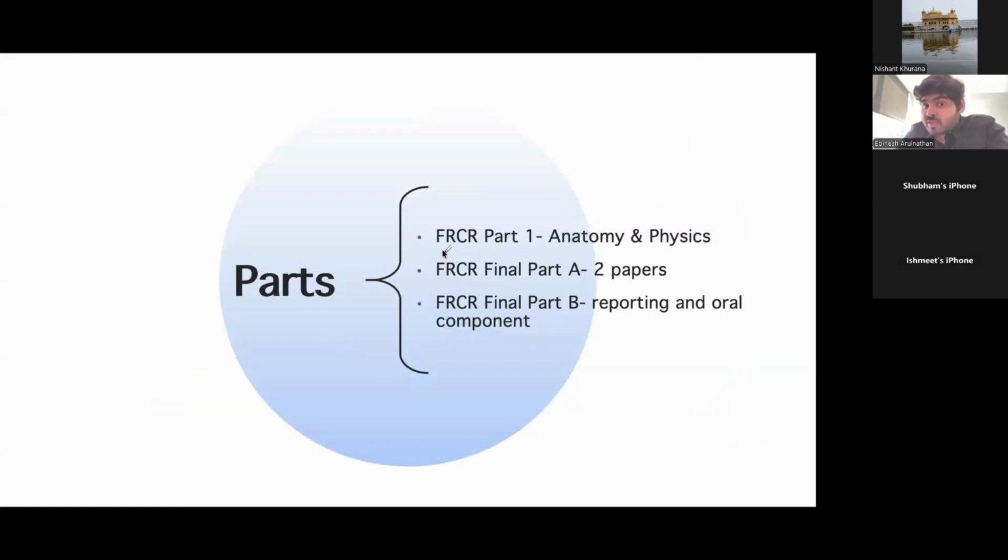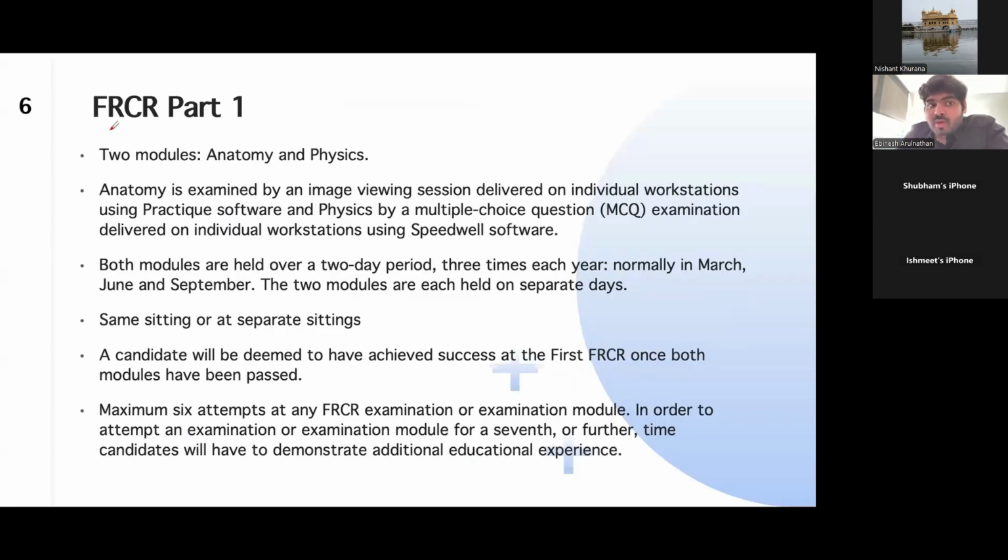The FRCR exam has three parts. Part one has two modules, that is anatomy and physics. Then we have final part A, which is also called 2A. 2A is theory based and it has two papers. And final part B, or 2B, has two components, the reporting and the oral component. So coming to part one, it has anatomy and physics modules.